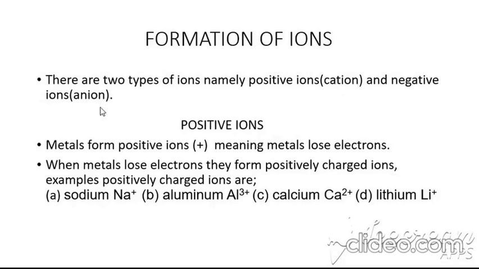So now let's look at positive ions. Metals form positive ions, meaning metals lose electrons. When metals form positive ions, it's just an indication that they lose electrons. So when metals lose electrons, they form positively charged ions.